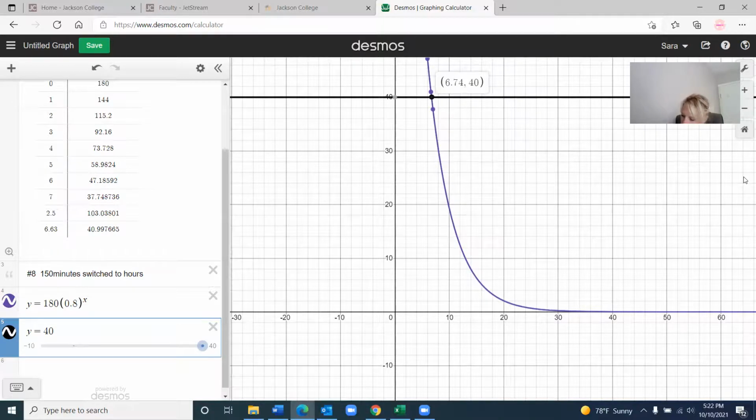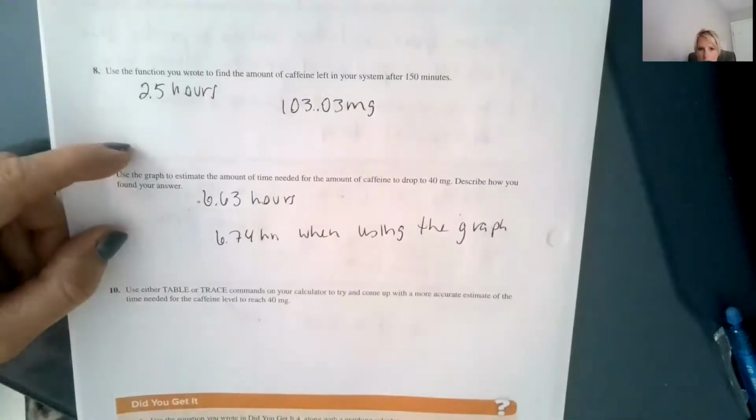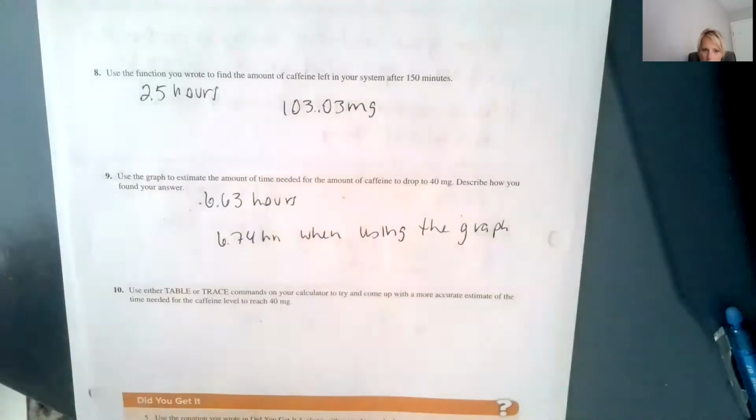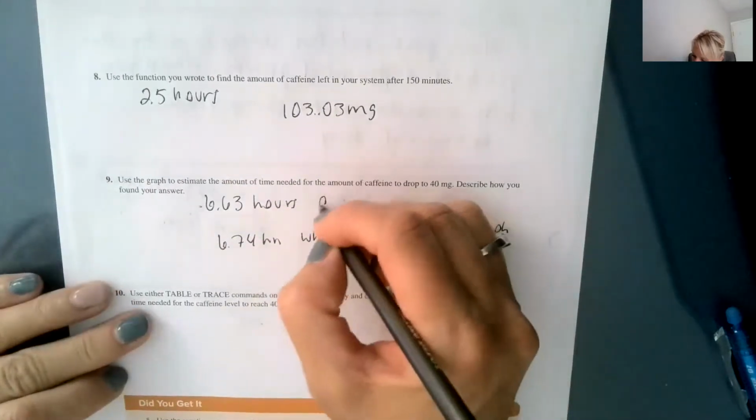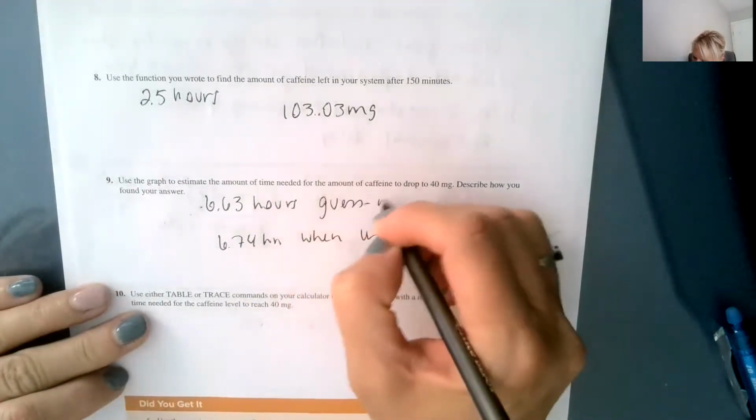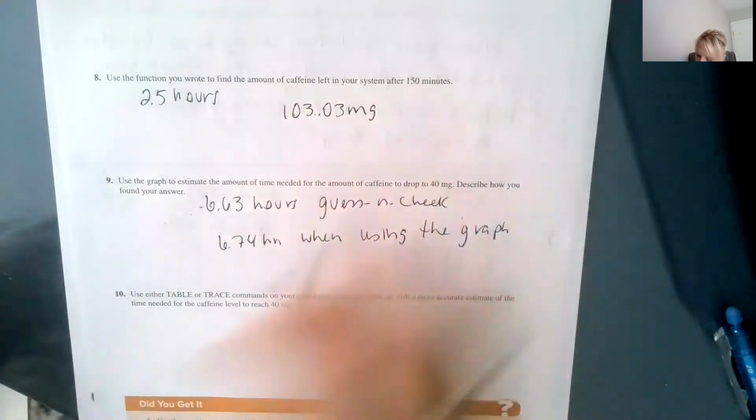And number 10 is actually saying use either the table or graph commands in your calculator to try and come up with some more accurate estimates. So we just did that, number 10. So let's go back to our paper here. So 6.63 was using guess and check with the table.